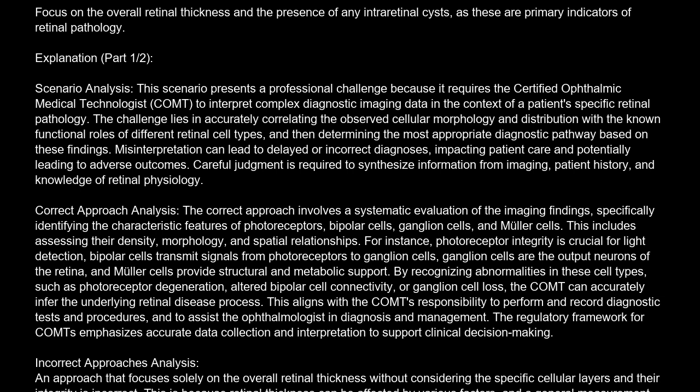By recognizing abnormalities in these cell types, such as photoreceptor degeneration, altered bipolar cell connectivity, or ganglion cell loss, the COMT can accurately infer the underlying retinal disease process. This aligns with the COMT responsibility to perform and record diagnostic tests and procedures, and to assist the ophthalmologist in diagnosis and management. The regulatory framework for COMT emphasizes accurate data collection and interpretation to support clinical decision-making.